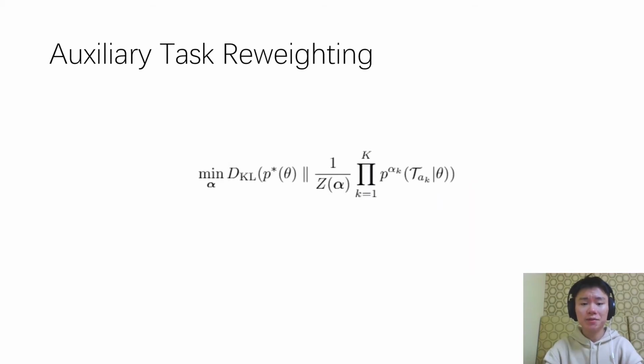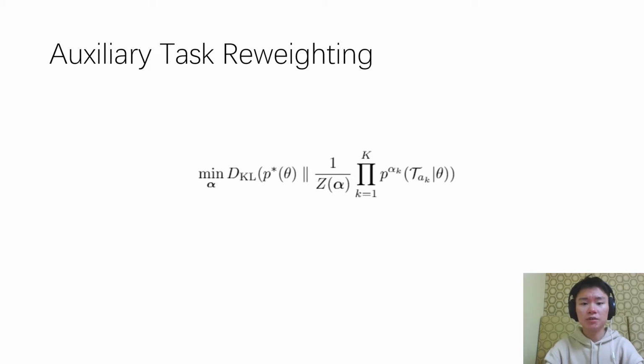So now we seem to have an answer to the question before. How do we decide which auxiliary tasks are more important? Or how do we decide the task weight alpha? It turns out we can simply optimize the alpha to minimize the divergence between the surrogate prior and the true prior. So this would be an automatic way to reweight the auxiliary tasks.